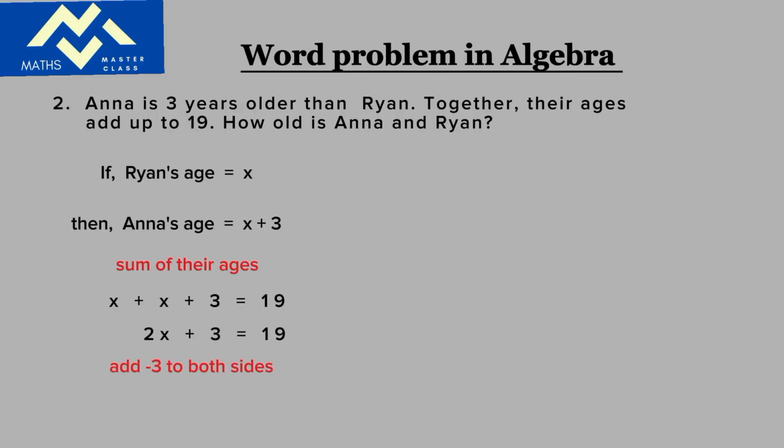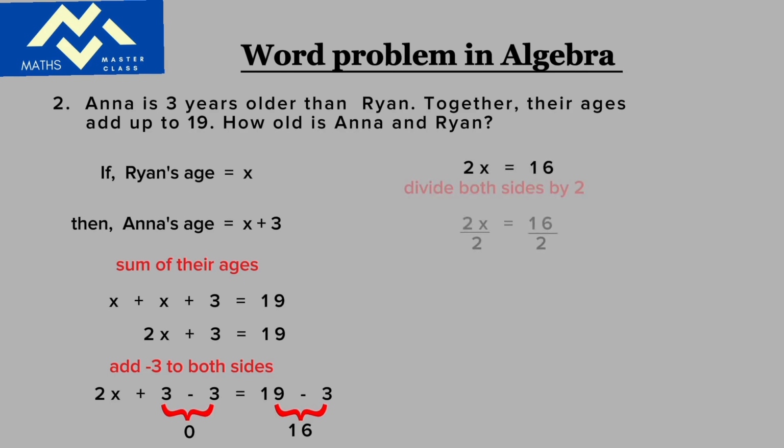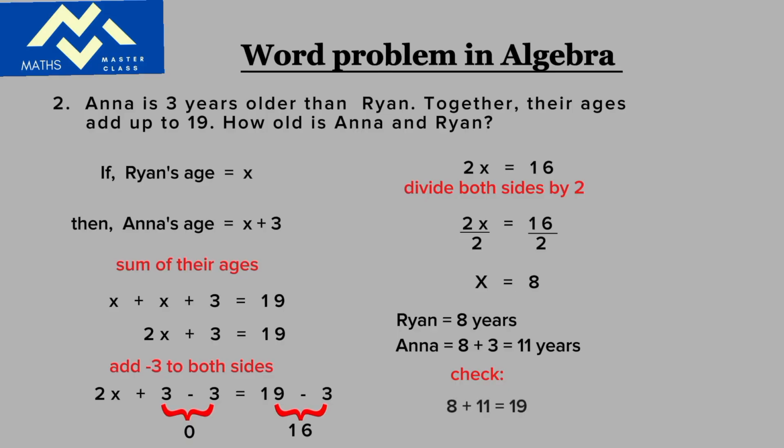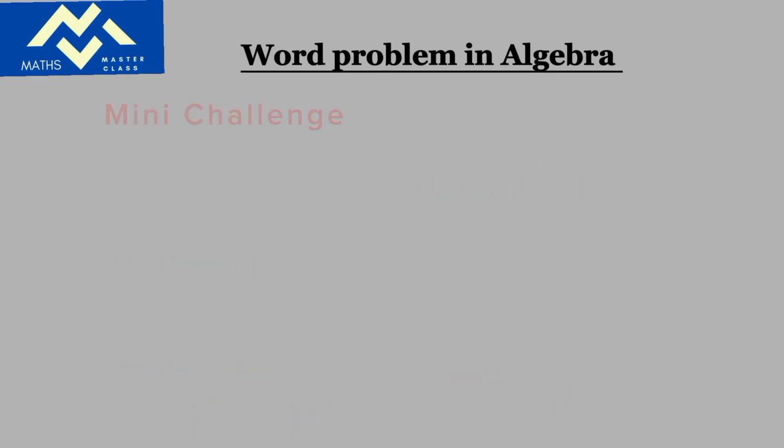Add negative 3 to both sides. 3 minus 3 equals 0. And 19 minus 3 equals 16. So, 2x equals 16. Divide by 2. X equals 16 divided by 2. X equals 8. Therefore, Ryan is 8 years old. Anna is 11. Let's check. 8 plus 11 equals 19.